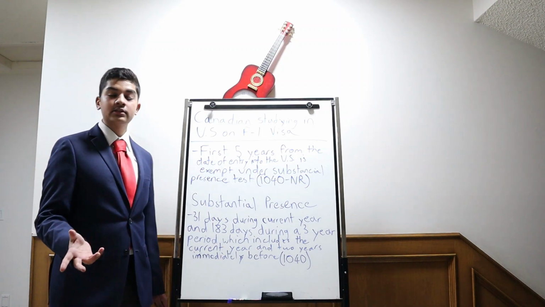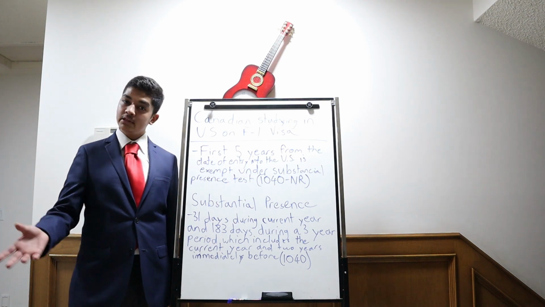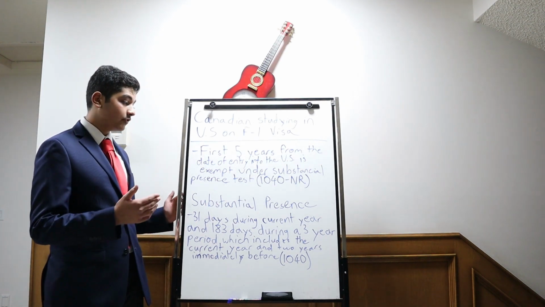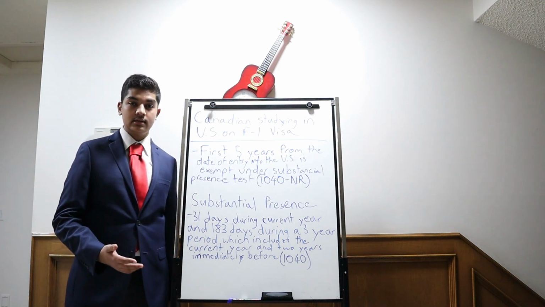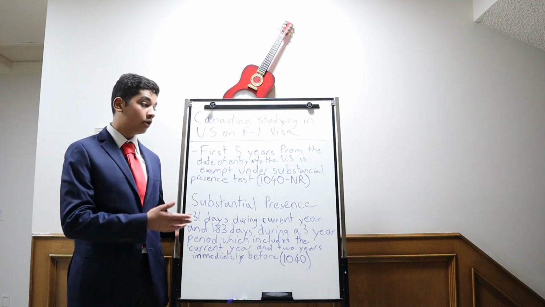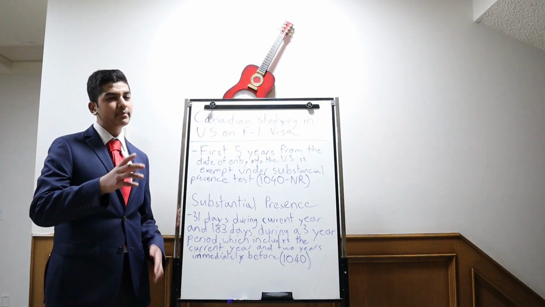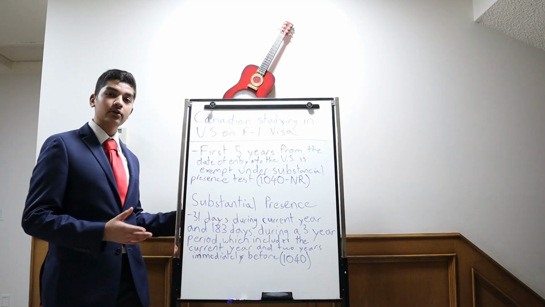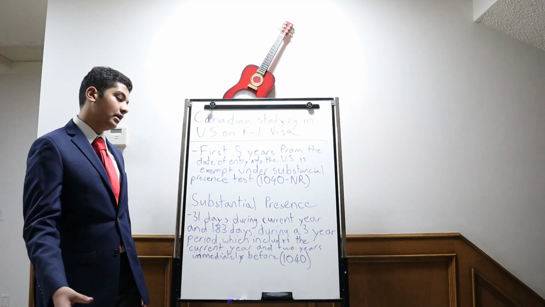So if you're a Canadian student that has an F1 visa and you're living in the US, then for the first 5 years you live in the US, you're exempt from the substantial presence test. And that means you would file the 1040-NR non-resident tax form. You wouldn't file the resident tax because for 5 years you're still considered a non-resident in the US.